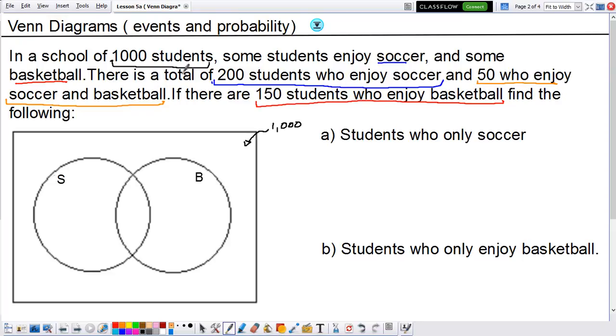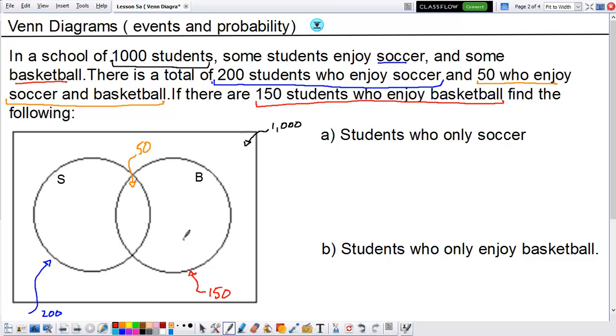Cool. So now, there is a total of 200 who enjoy soccer. So in the big circle for soccer, we know that this big circle has a value of 200. There are 50 who enjoy soccer and basketball. So that means that here in the intersection, this has a total of 50. And here, 150 for those who enjoy basketball. Okay, excellent. So let's just put the numbers here. Now, why is this helpful?